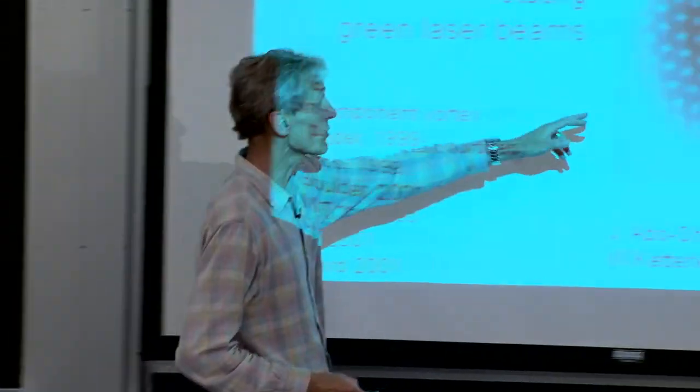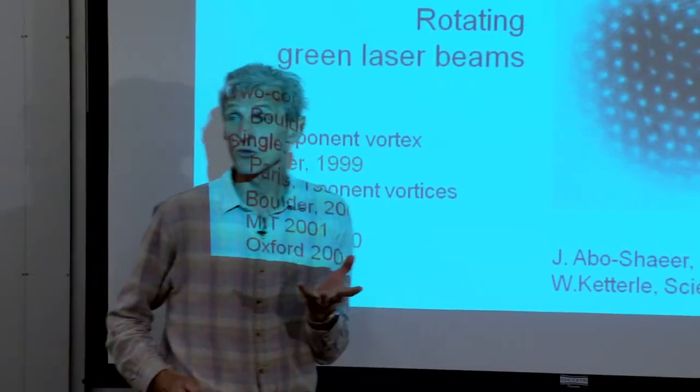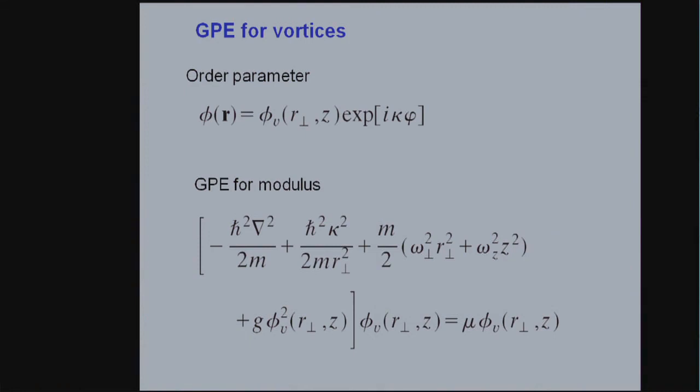So therefore, if you want to describe vortices, you want to describe the Gross-Pitaevskii equation, but with the boundary condition that the wave function goes to 0, and if you want to describe one vortex, you want the wave function to go to 0 in the center of the cloud.